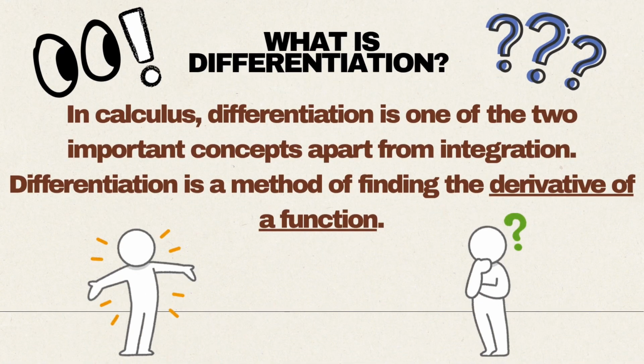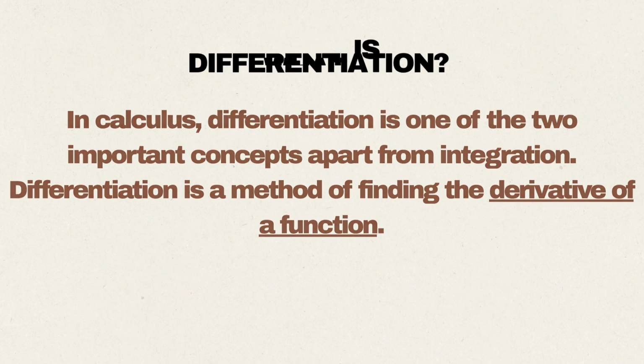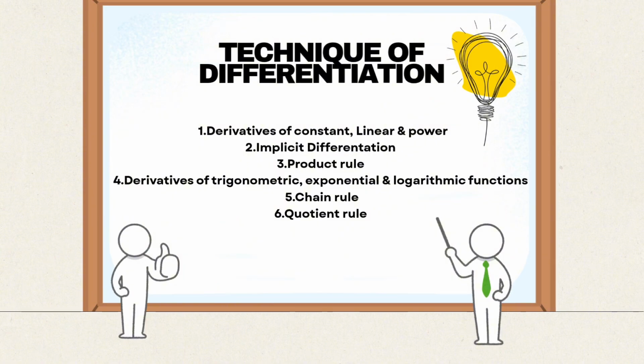So, what is differentiation? Differentiation is one of the two important concepts apart from integration. Differentiation is a method of finding the derivative of a function. Depending on the function we face, we use various techniques. These include finding the derivative of constant, linear and power, implicit differentiation, also product rule, derivative of trigonometric, exponential and logarithmic function, chain rule, and lastly the quotient rule. So let's go to examples of questions.